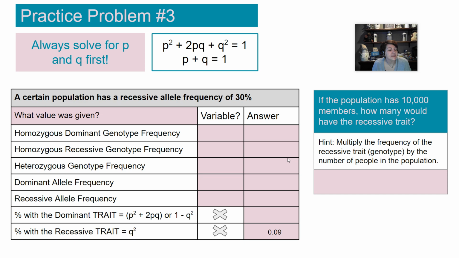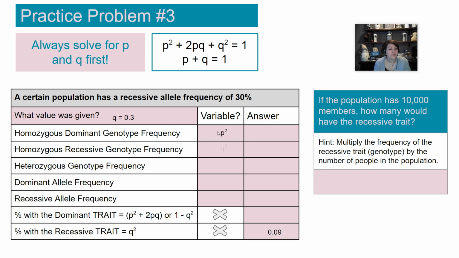So in this one, it says a certain population has a recessive allele frequency of 30%. Well, it says allele frequency. So that is my Q value because it is recessive and it is an allele frequency. So they have given me Q is 0.3.